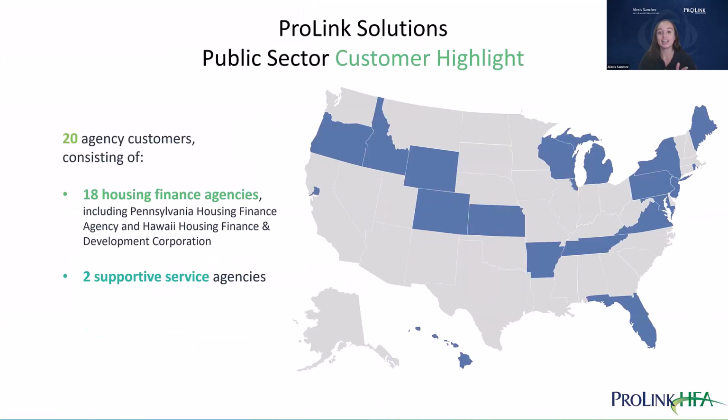Now, this is just a high-level picture of the agencies from across the United States that we support with ProLink HFA. We are currently supporting 18 housing finance agencies and 2 supportive service agencies, which are located in California and New York.